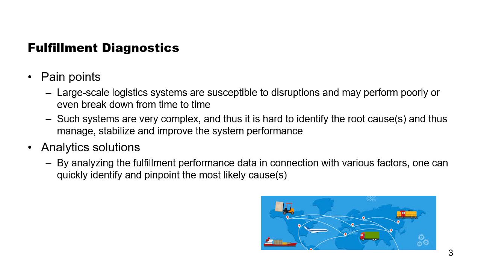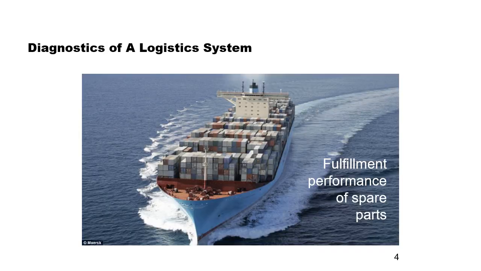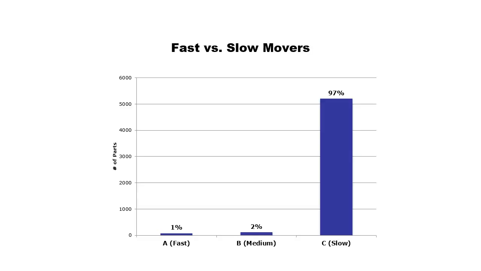Analytics can analyze the fulfillment data in connection to various factors and can quickly identify and pinpoint the most likely causes. As an example, we shall look at one of the largest logistics systems in the world, which fulfills demand for spare parts on ocean liners. Some devices on the ocean liners may fail and thus dysfunction the ship. The spare parts must be delivered to the ship in a timely fashion for repair, or the ship cannot perform its tasks. Demand for most spare parts are small and completely random.